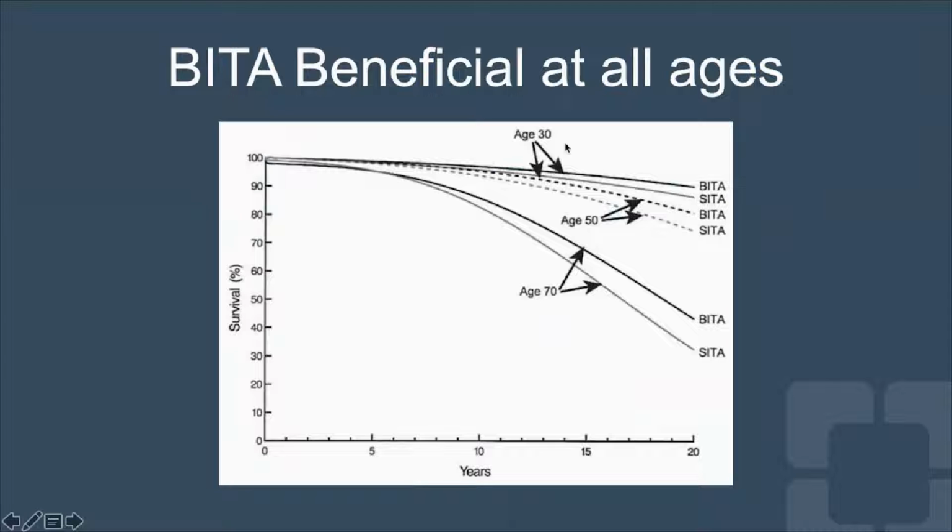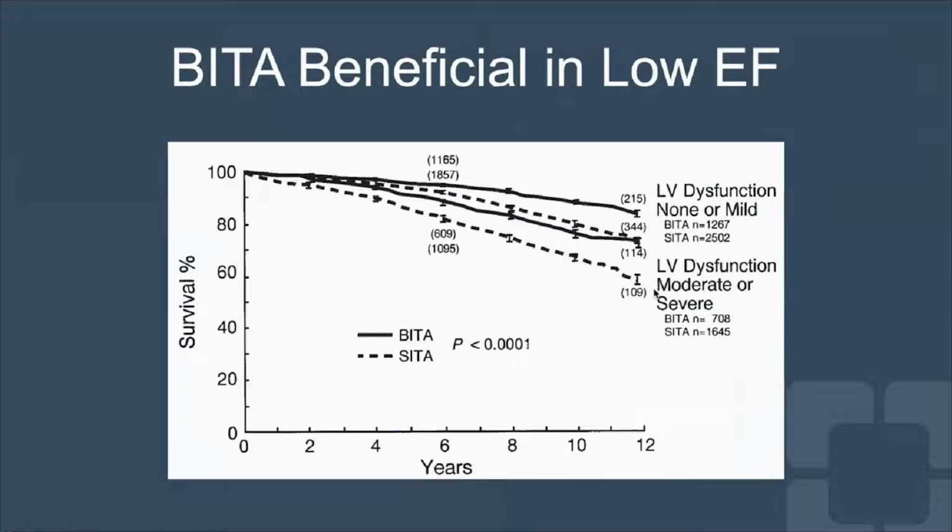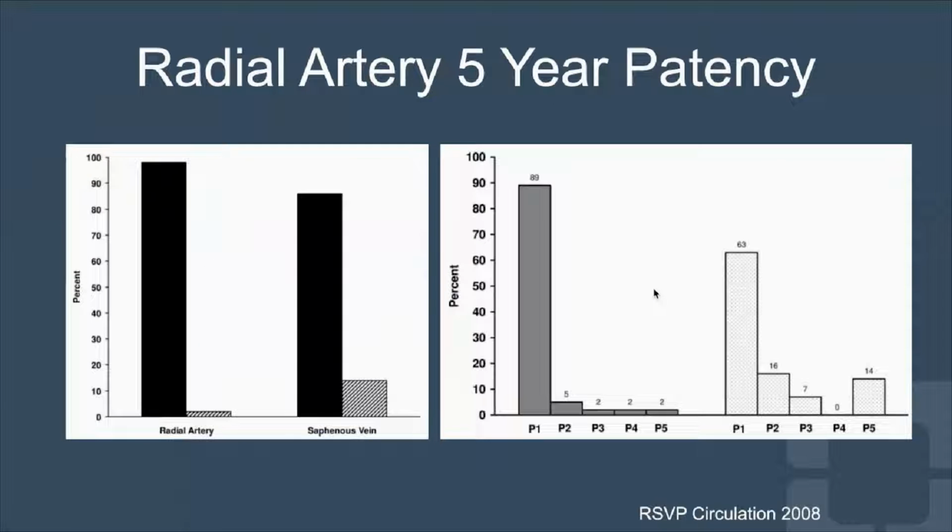In all age groups, age 30, 50, and 70, you saw superiority in the survival in favor of the bilateral internal thoracic artery, as well as in patients with normal ventricular function or with a left ventricular dysfunction. Bilateral internal thoracic arteries proved to be better with a better survival long term.